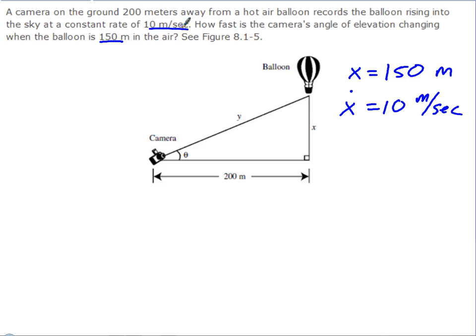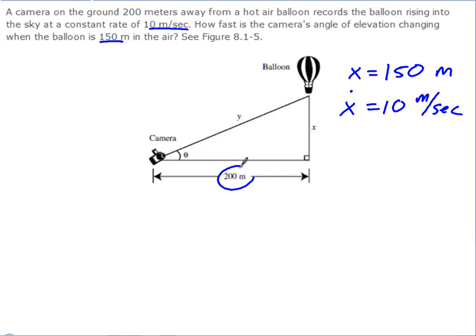What about the 200? Is that a variable? Oh, that's constant, isn't it? That's this distance right here. The camera is 200 meters away from the point where the balloon is rising, right? Okay, so that's going to stay 200. And we've got that written on our picture as a number, so we're okay. So those are the two values we're given.